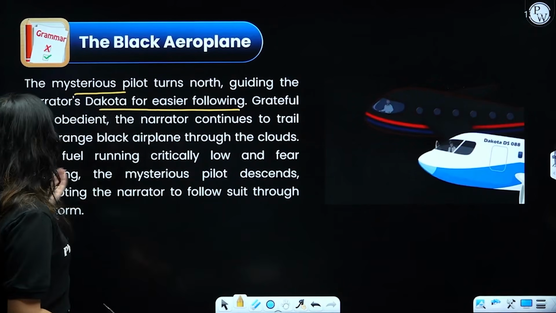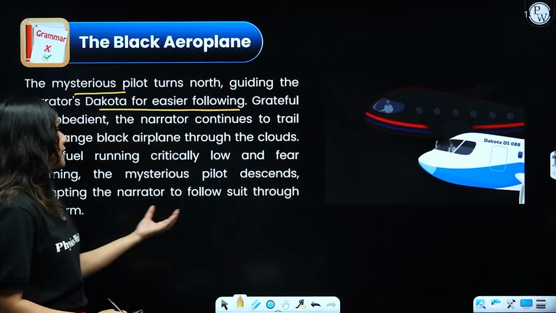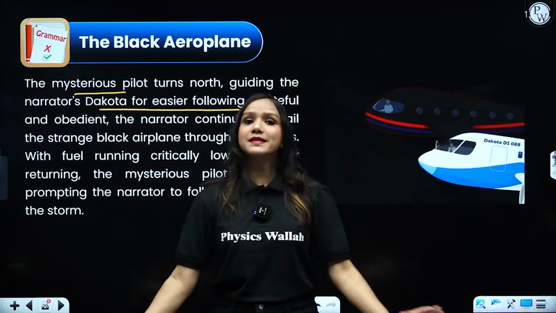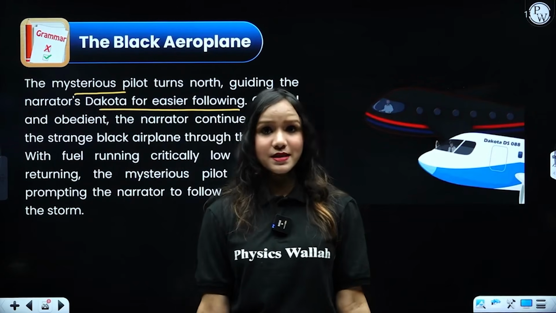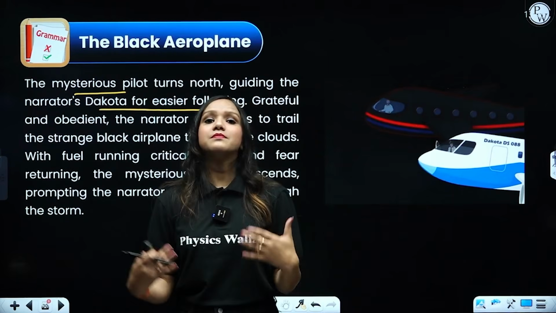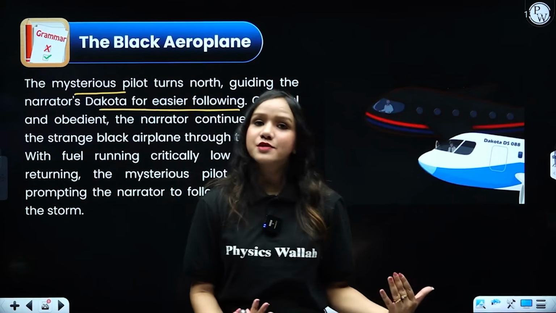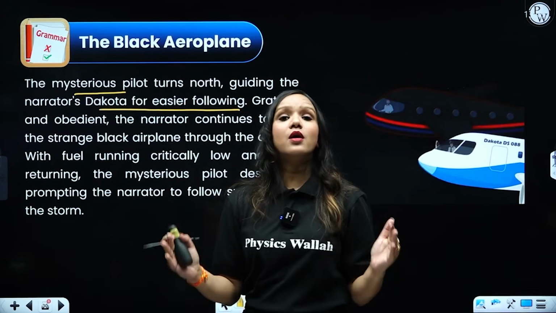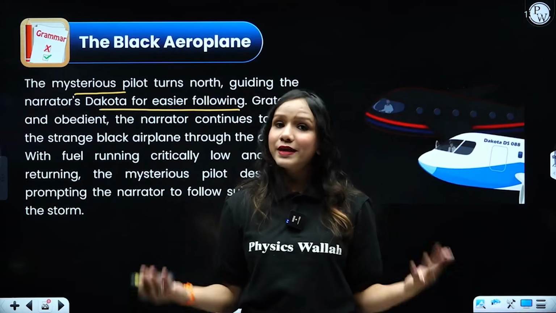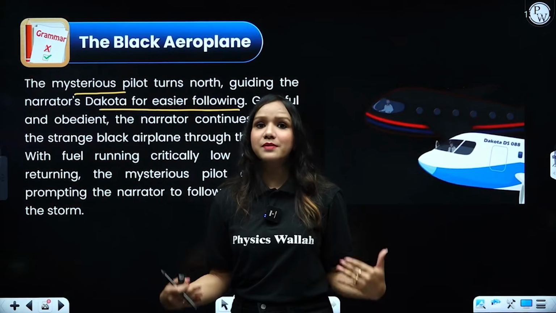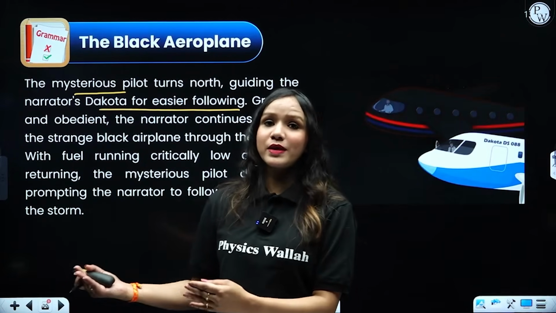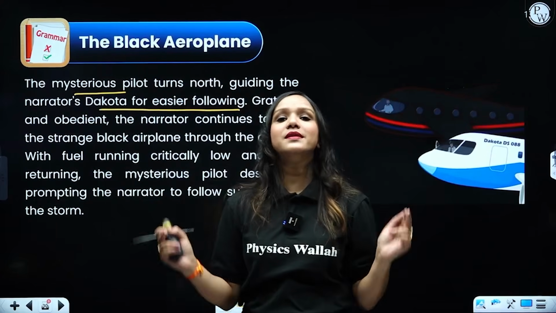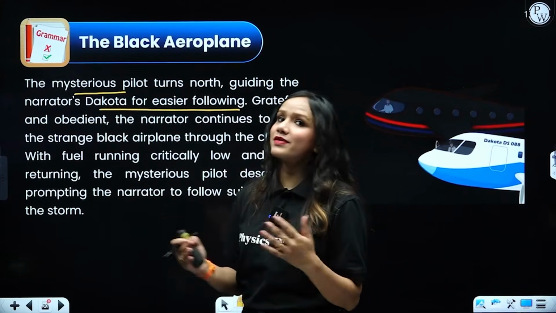So what happens? The mysterious pilot descends, prompting the narrator to follow suit through the storm, right? So I just told you that the pilot of the mysterious plane signaled towards him. He waved his hand and asked him to follow his instructions. So for the next few moments, the planes flew together for half an hour, when after some time the pilot of DS-088 thought that his fuel tank was going to be empty and his fuel would last only for 5 to 10 minutes. But then in the meantime, he saw that his co-pilot, you can say, the pilot of the mysterious plane, was flying downwards, which made it clear that he was about to reach the runway and have a safe landing, right?